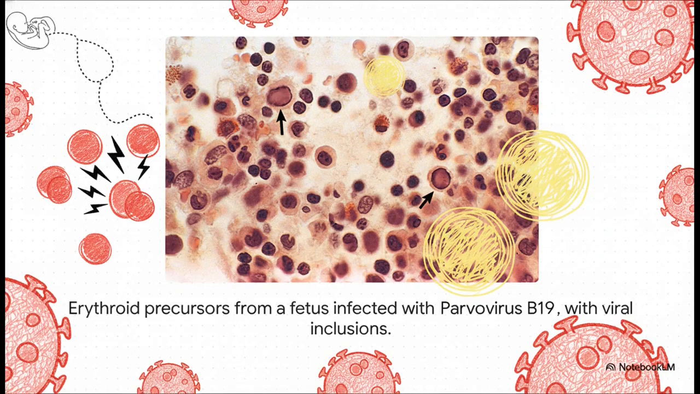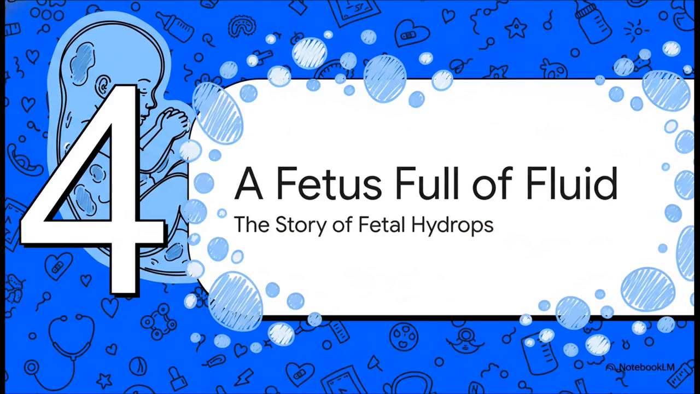Let's take just one example. This is from the O for other category, parvovirus B19. This virus is very specific. It loves to attack and infect erythroid precursors. These are the very young cells in the bone marrow that are supposed to grow up to become red blood cells. You can see here on the slide, the arrows are pointing to these huge glassy viral blobs inside the cell's nucleus. The virus basically hijacks the factory, shuts down red blood cell production, and causes a very severe fetal anemia.